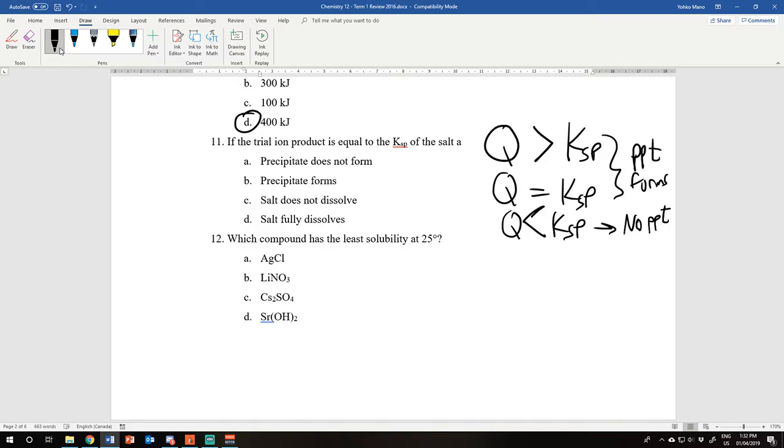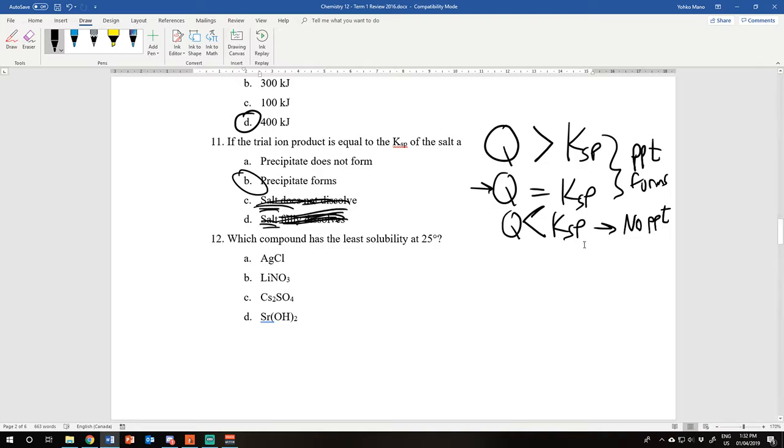Anyways, so if Q is equal, that falls into this category, precipitate forms. There we go. That's all that matters. The salt has nothing to do with KSP, so these answers have no meaning. They're just kind of there to throw you off a little bit.